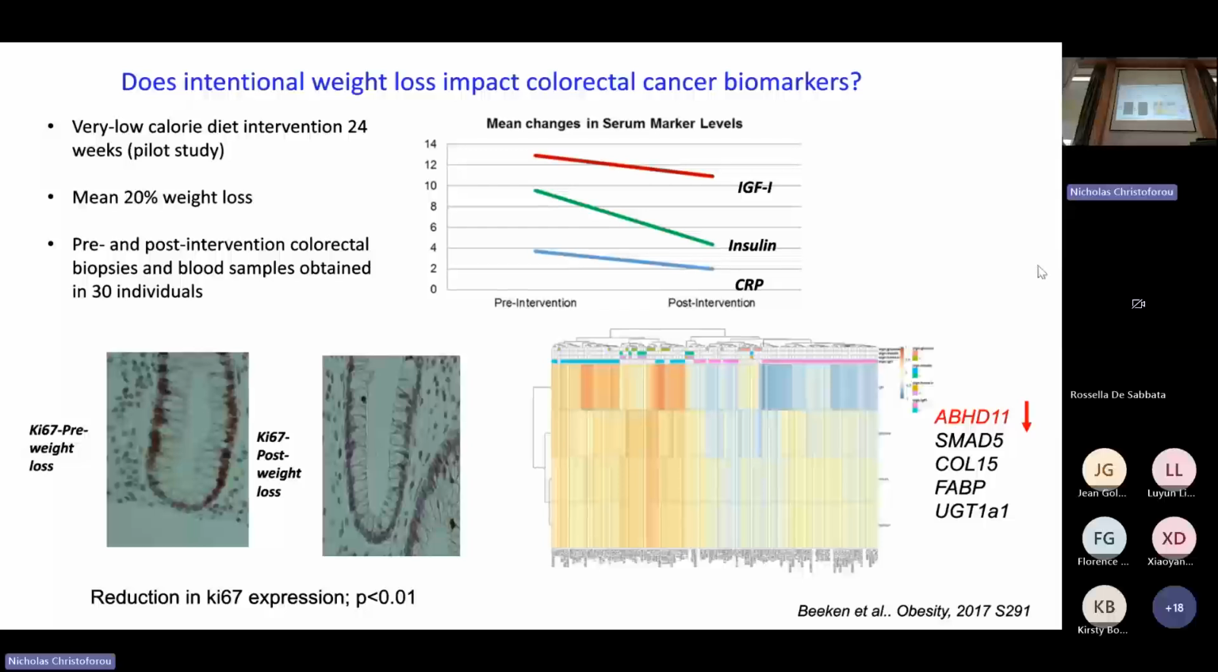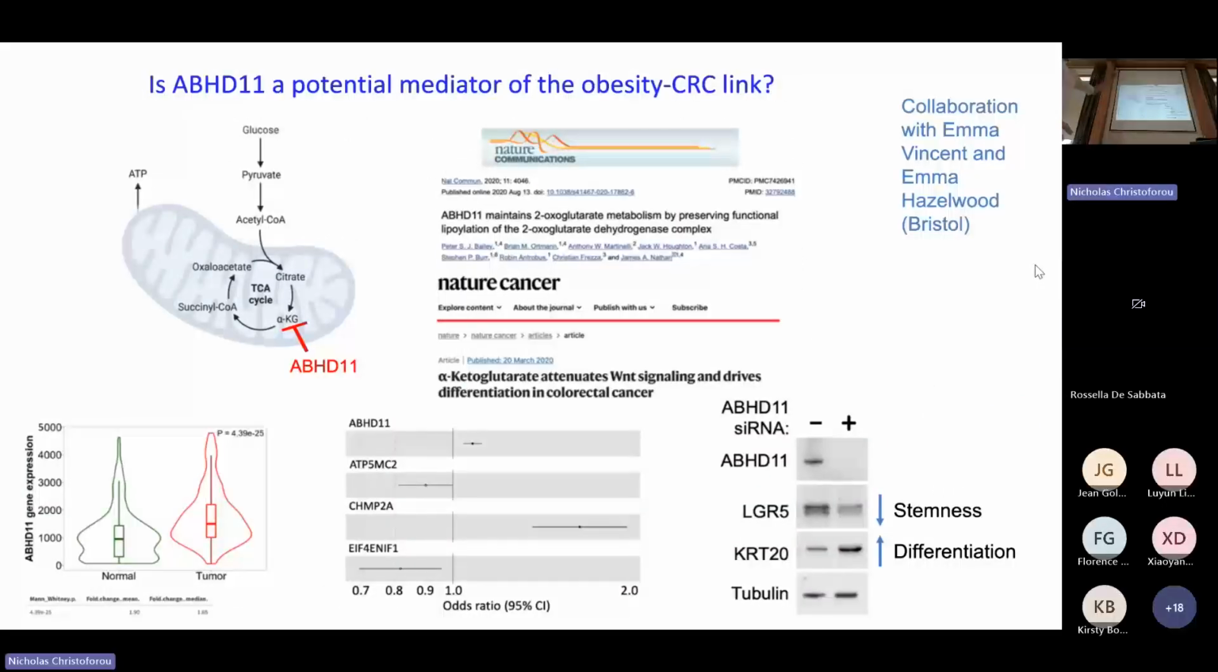Maybe I'll skip this because I'm running out of time. But just to say, I've been doing some work with Emma Vincent and Emma Hazelwood, who's on here. We've already done some work using samples from intervention studies to identify potential causal proteins linking obesity and weight loss with colorectal cancer, combining data from interventions with some tissue-based work and some knockout models that Emma's been running in her lab. So I think already here we have some proof of principle that combining these human interventions with experimental approaches can help us understand potential new causal mechanisms.